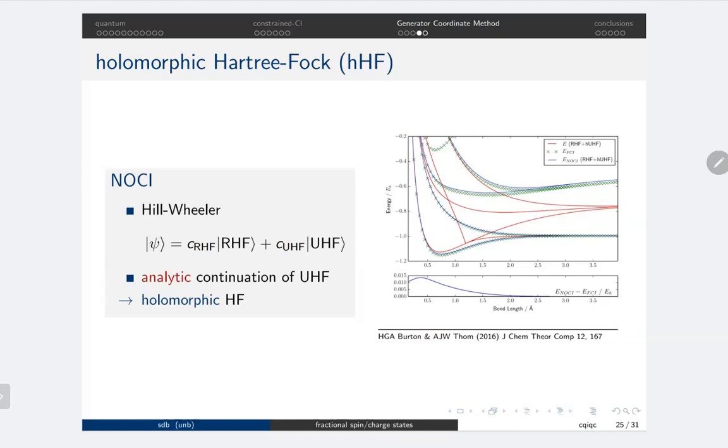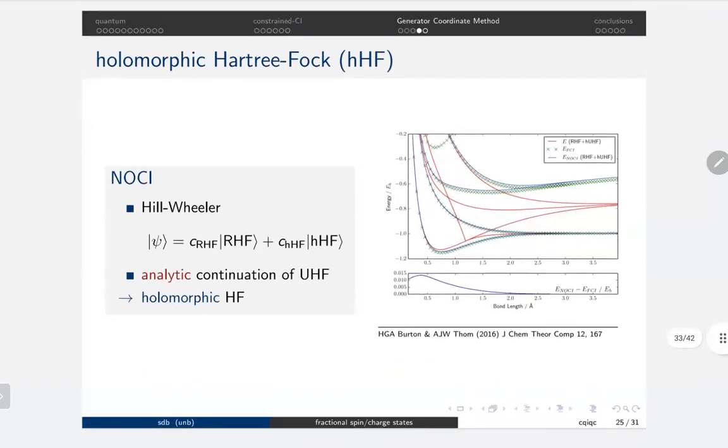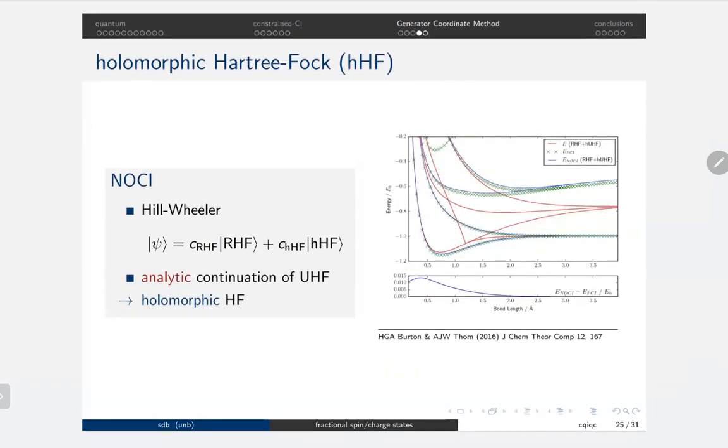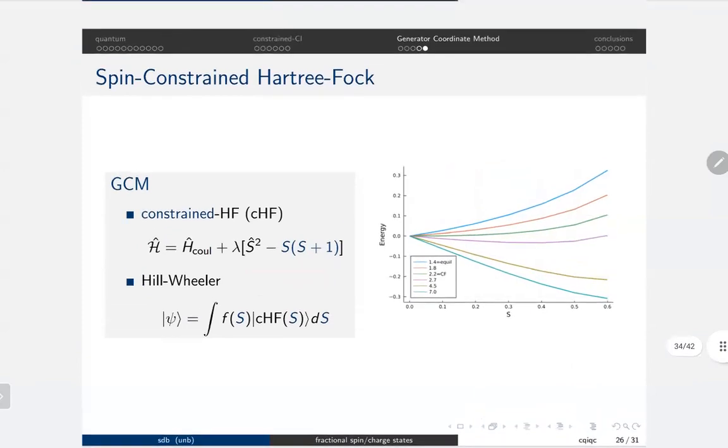Now, there's a little bit of a caveat there, and a little bit of a bummer, which is that if the two solutions are degenerate, then you cannot really do that. But they found a way to overcome that by going holomorphic, as they call it. So they extend their solutions of Hartree-Fock into the complex plane. But it's a little bit convoluted, because finding optimal solutions there in the complex plane is a bit of a hassle.